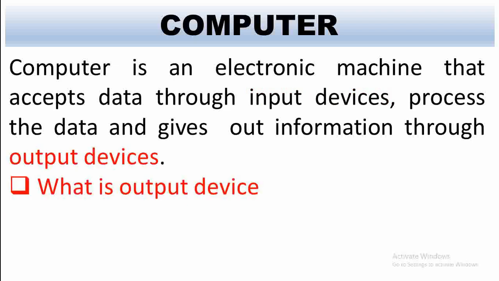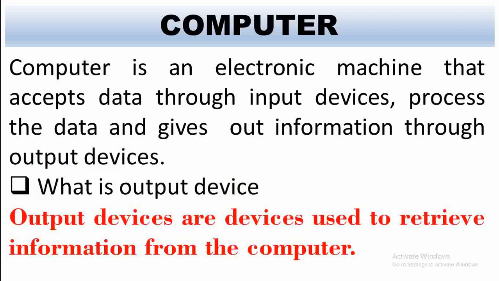So what is an output device? Just like input devices, there are some devices we use to retrieve data from the computer system, like the screen we are looking at, which we are reading from, is an example of an output device. So output devices are defined as devices used to retrieve information from the computer system.